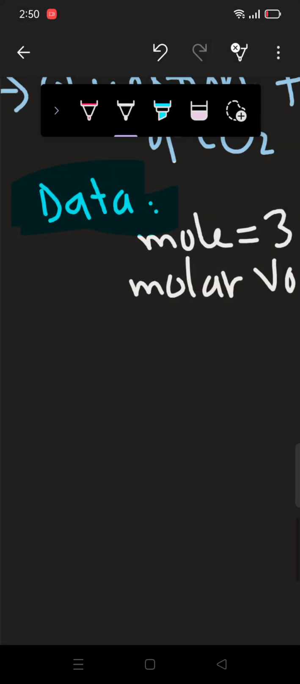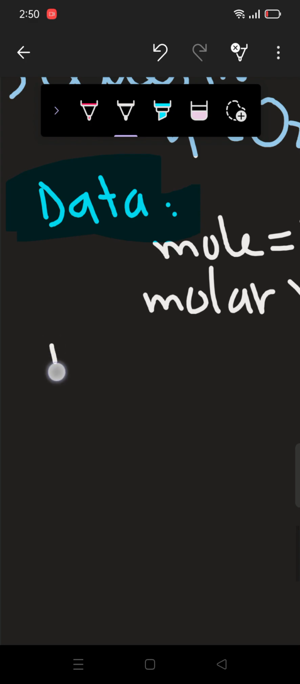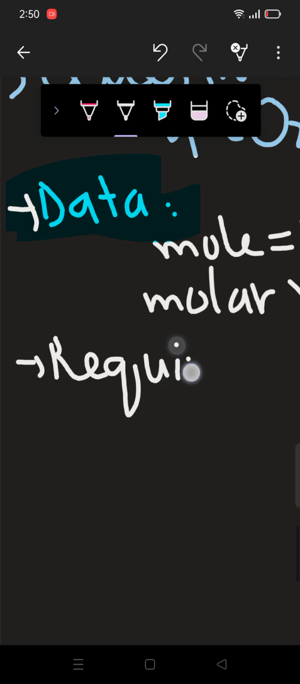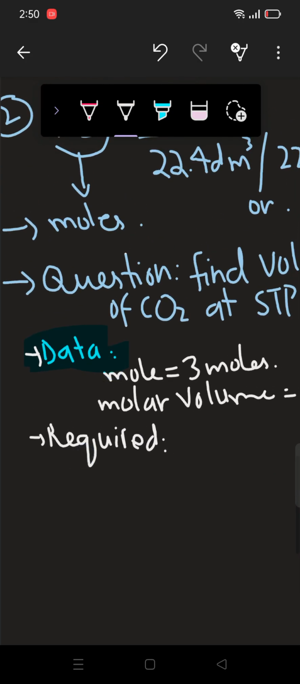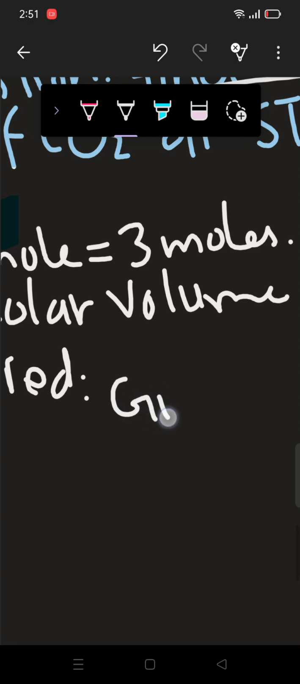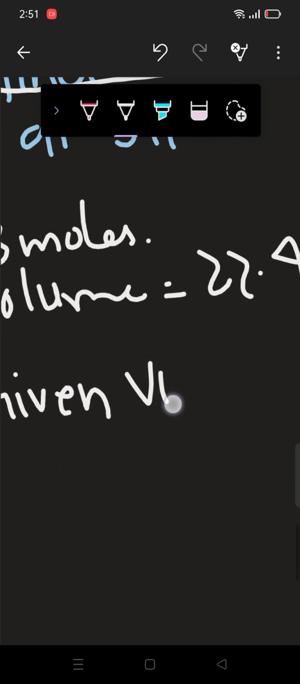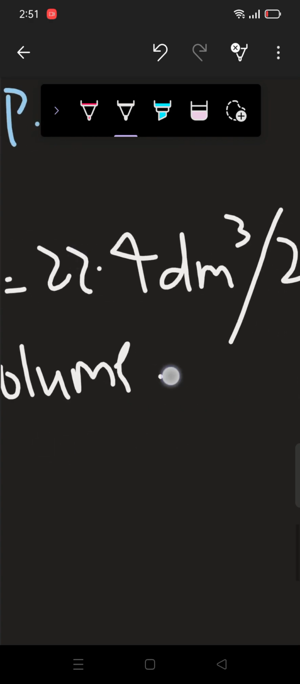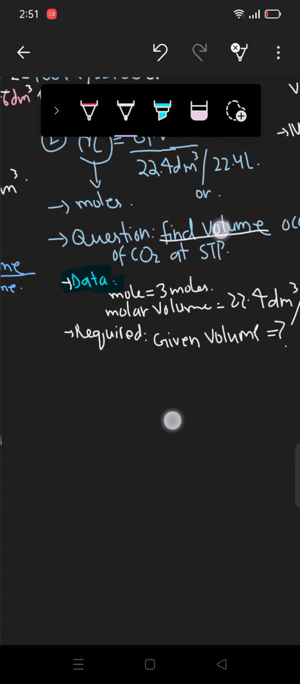Now the second step to solve the numerical is to write the required value. What is required in this section, right? Let's see. Find volume, which means we need to find the volume. Volume of what? Initially we have written the molar volume, means they are not asking us to find the molar volume. Molar volume of any gas is always 22.4, so they're not going to ask you to find the molar volume of any gas, right? They have asked here about the given volume. We need to find the given volume, right? Given volume.